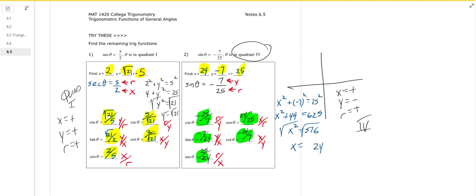So the first one was in quadrant 1, and quadrant 1 just means everything is positive. That's the all in all students take calculus. So we have that, and basically the secant's definition is r over x, so that means you know that r is 5 and x is 2. Use the Pythagorean theorem to find y. Y will be positive square root of 21, and the rest of it is writing in those ratios.